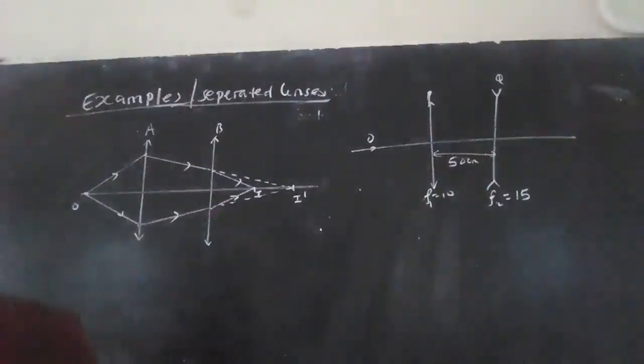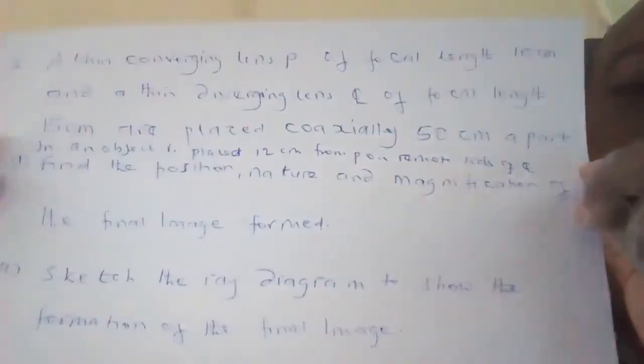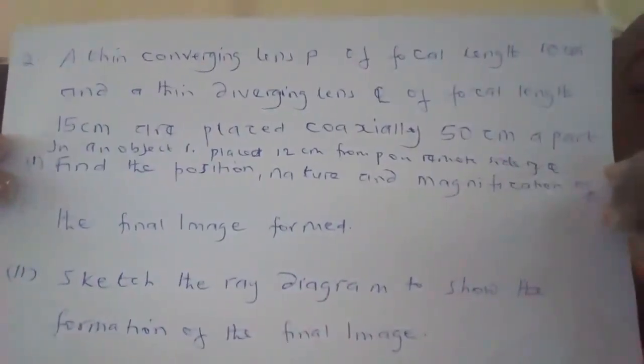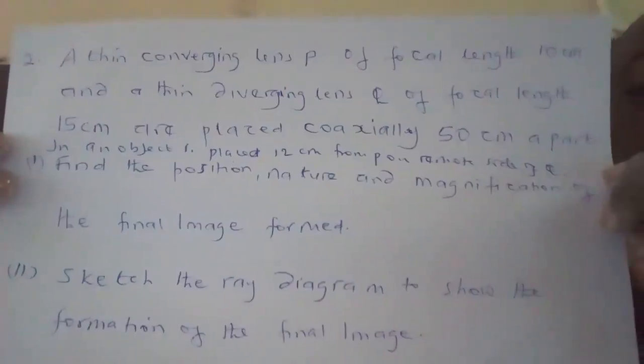So there's something missing there. Then we say if an object is placed 12 centimeters from P on the remote side of Q. Q. So can you see it here? If an object is placed at 12 centimeters from P on the remote side of Q.